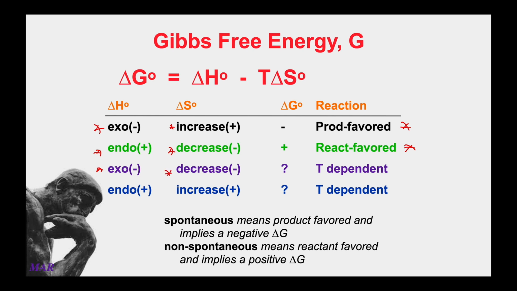Now in this set, the delta H is exothermic; it wants the reaction to go. A negative delta H contributes to a negative delta G. On the other hand, delta S is negative. Delta S says, I don't want this reaction to go. I'm not happy with it. So here, enthalpy and entropy are fighting, all right?